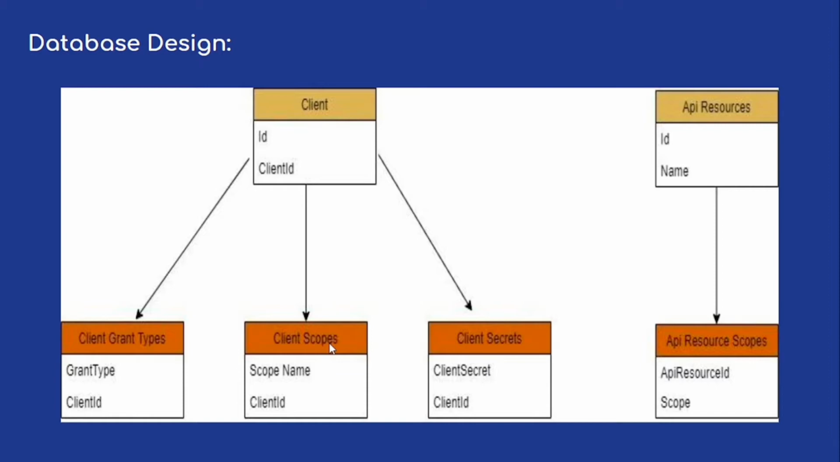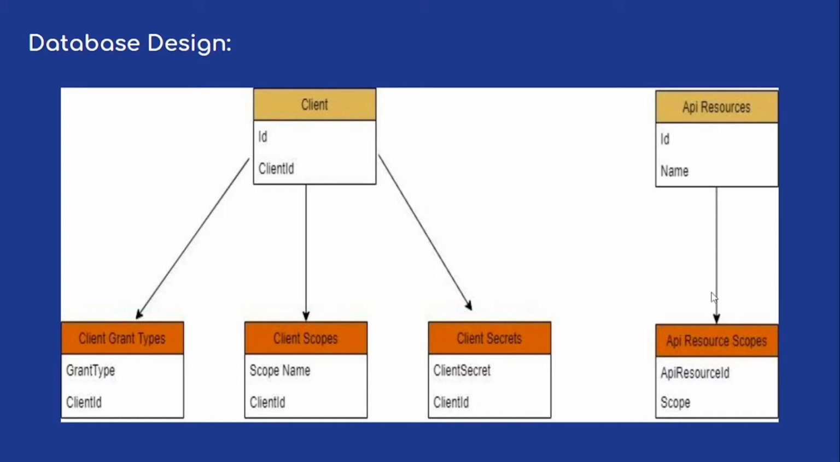Next, scopes. Scopes are like permissions that are assigned to our client. Here also we have a scope name and client ID, the ID being the primary key. And then client secret. I have already mentioned client ID and client secret. A client can have a collection of secrets, so they can be loaded from this table. That's about the client structure.